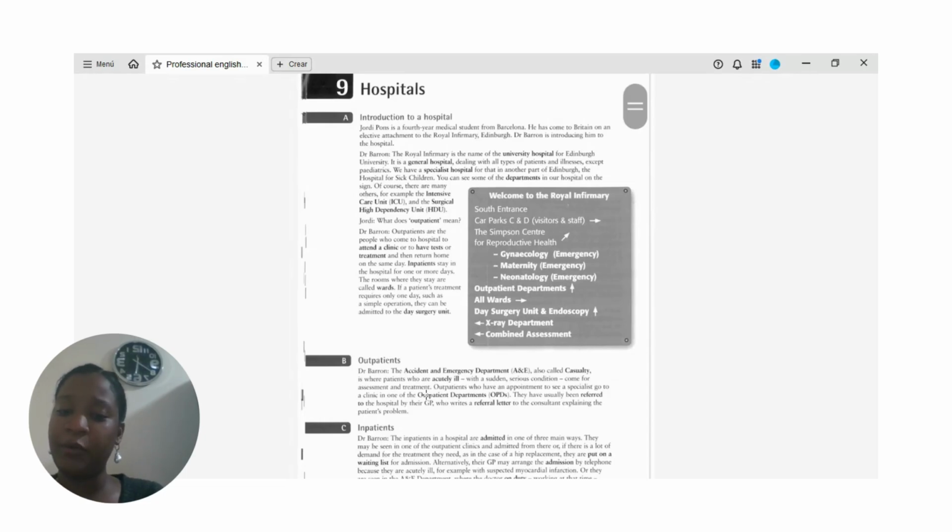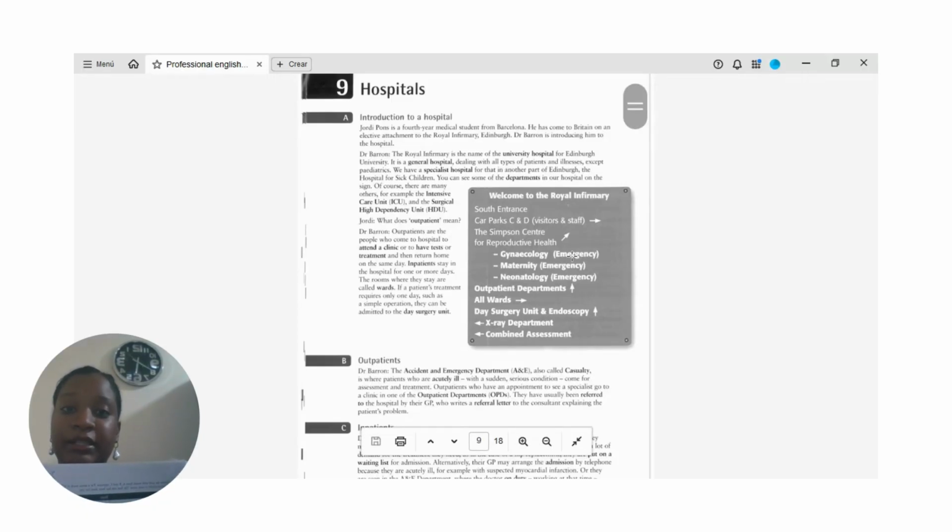Jordi, what does outpatient mean? Dr. Baron says outpatients are the people who come to the hospital to attend a clinic or to have tests or treatment and then return home on the same day. Inpatients stay in the hospital for one or more days, and the rooms where they stay are called wards. If a patient's treatment requires only one day, such as a simple operation, they can be admitted to the day surgery unit.